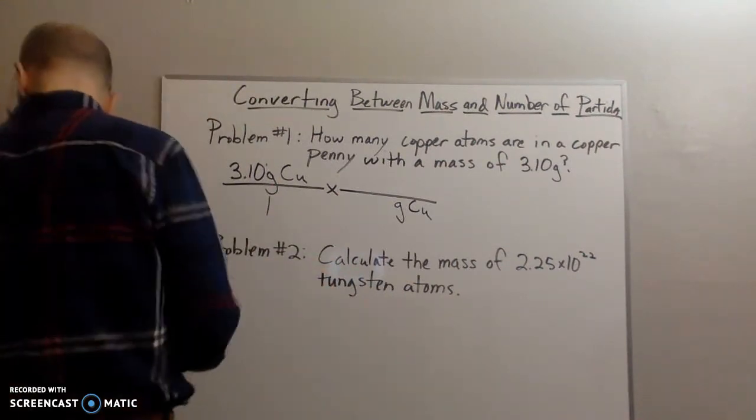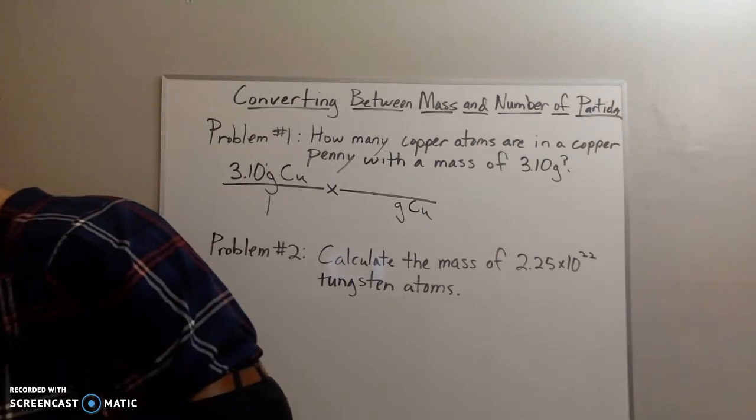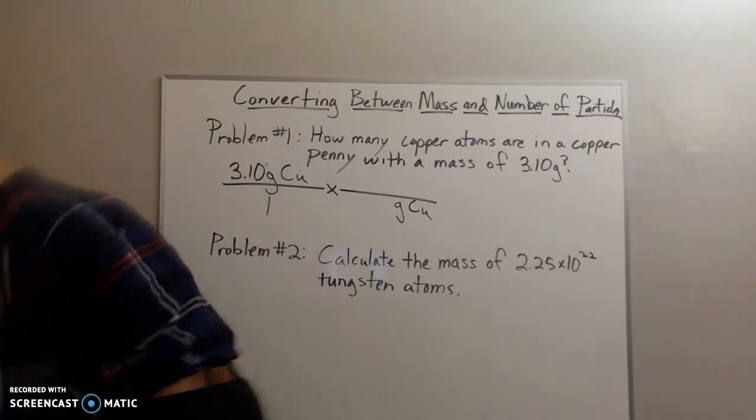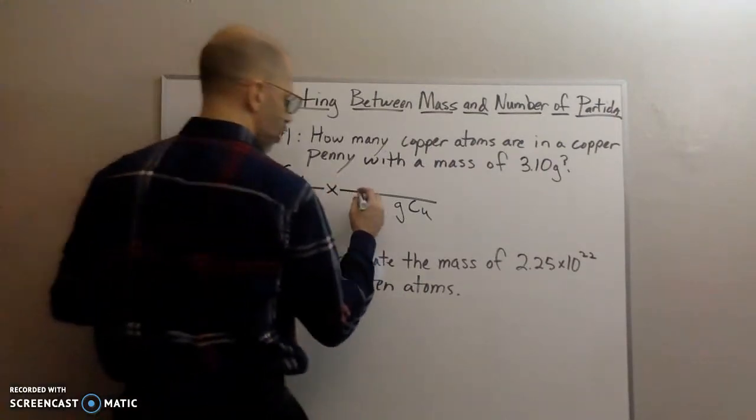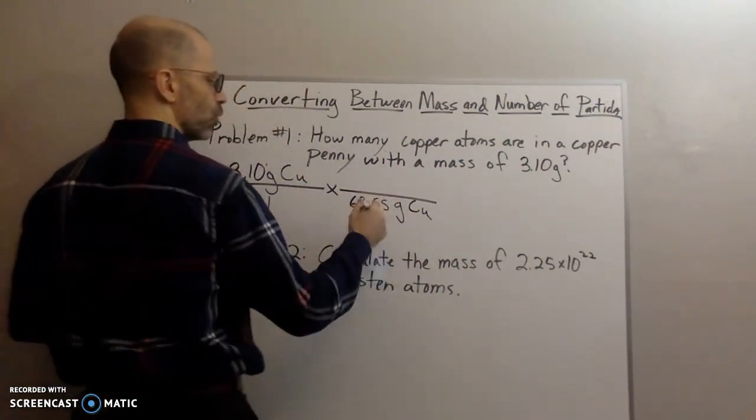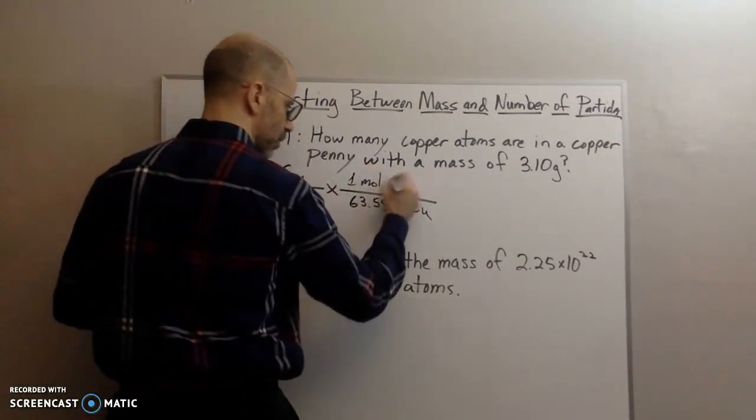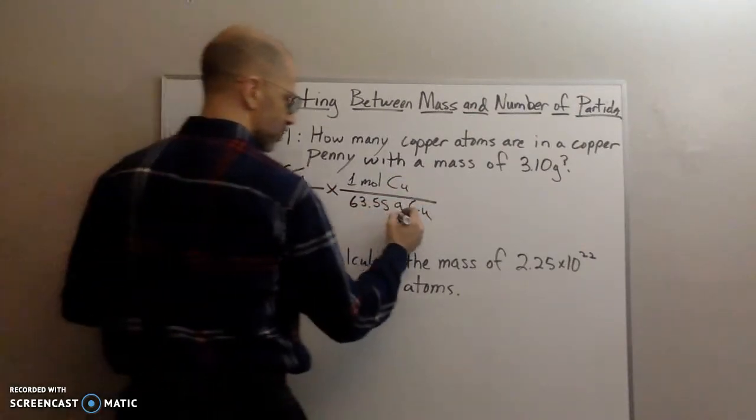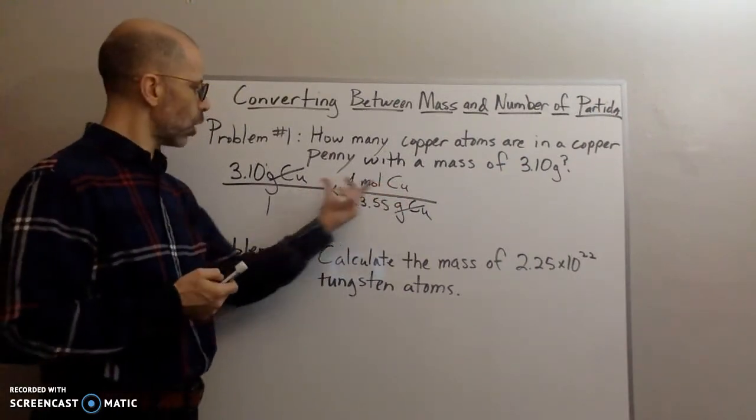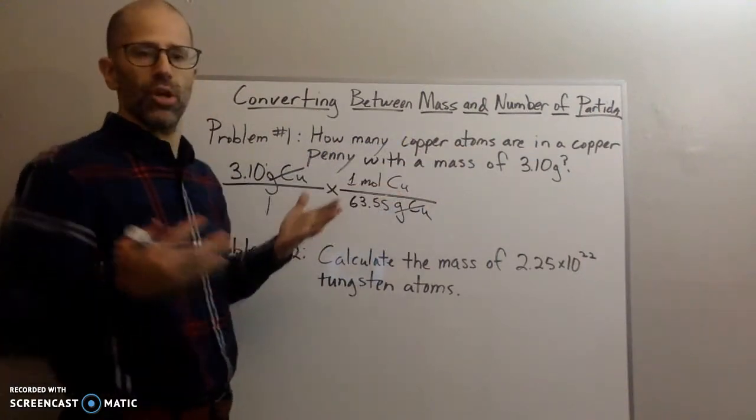So we look in our periodic table for copper. Copper has a molar mass of 63.55 grams for every 1 mole. So that grams goes on the bottom, and 1 mole of copper goes on top. So grams of copper cancel out. Now I have moles of copper. So I made one conversion. They are asking for atoms of copper. I have moles, so I'm not done.